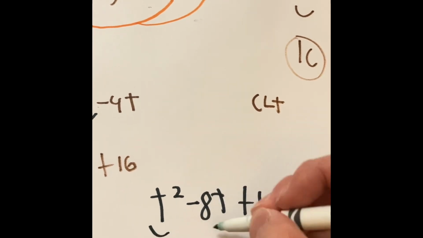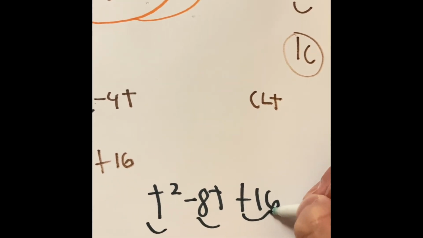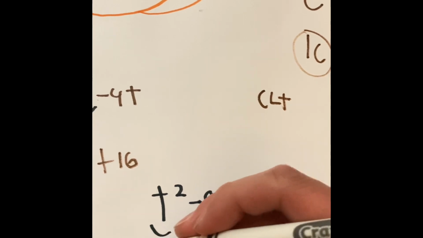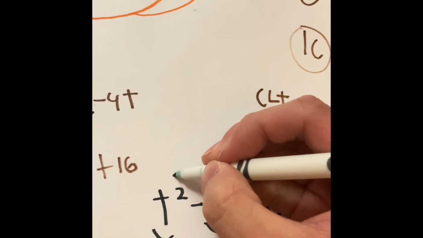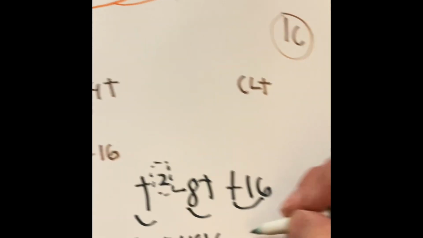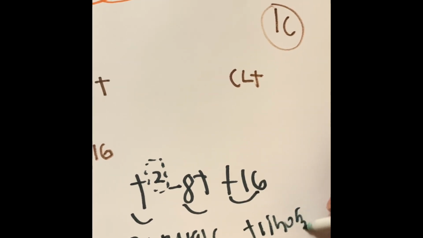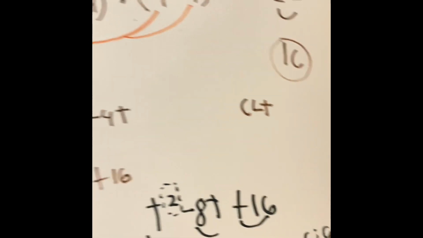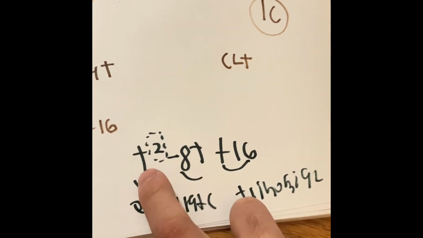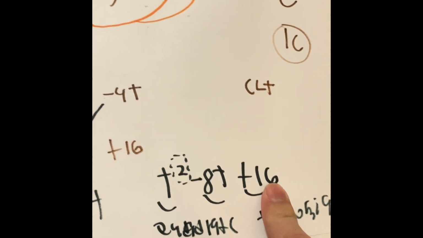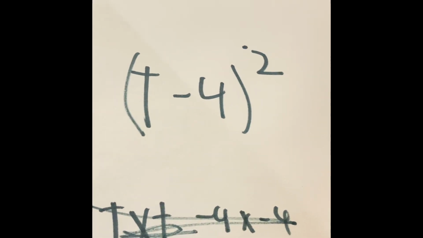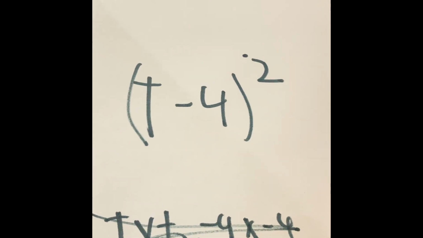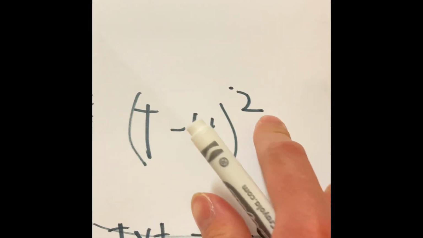So we have 1, 2, 3 terms. We can call this a quadratic trinomial, because we're using the number 2 as an exponent, and it's a type of polynomial that has 3 terms: 1, 2, 3. And that is how we solve this expression, (t − 4) in parentheses to the second power.